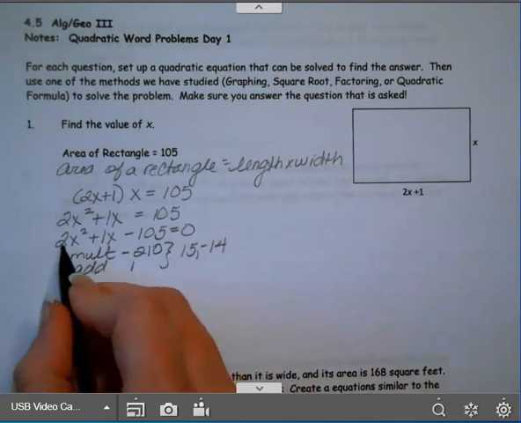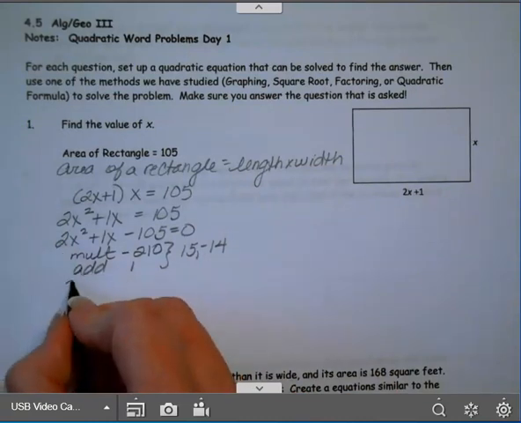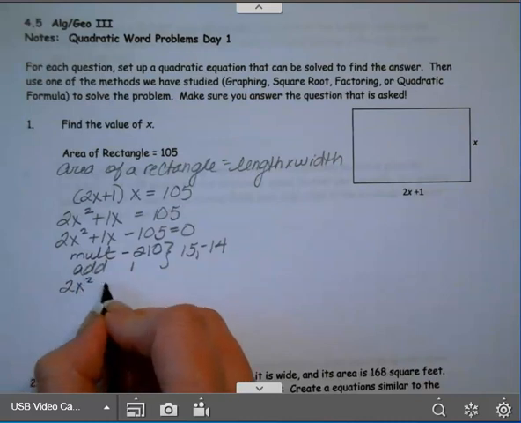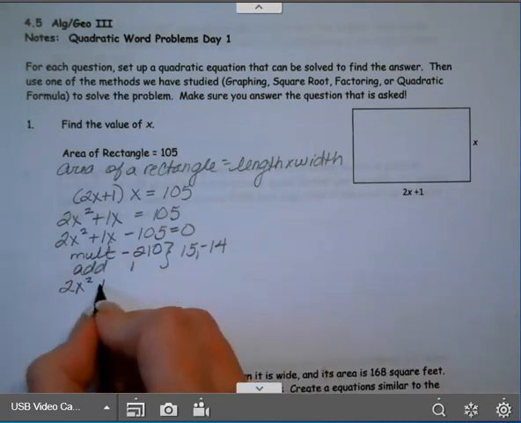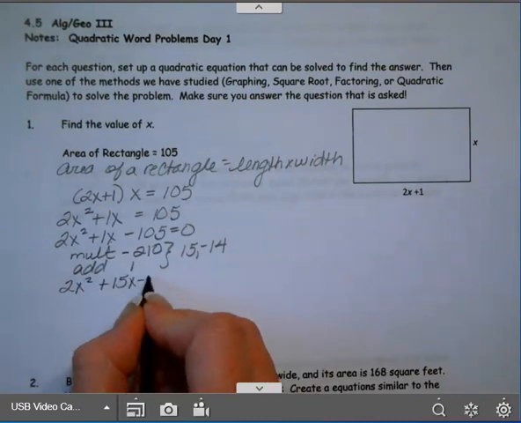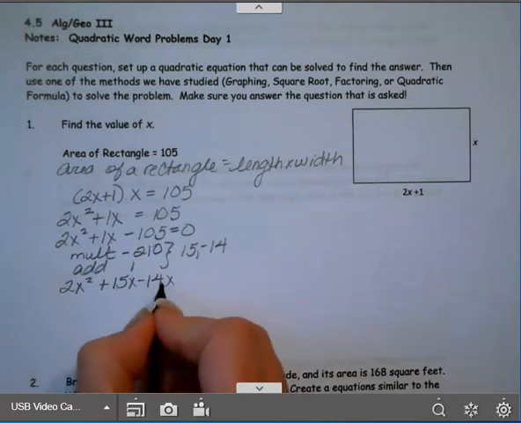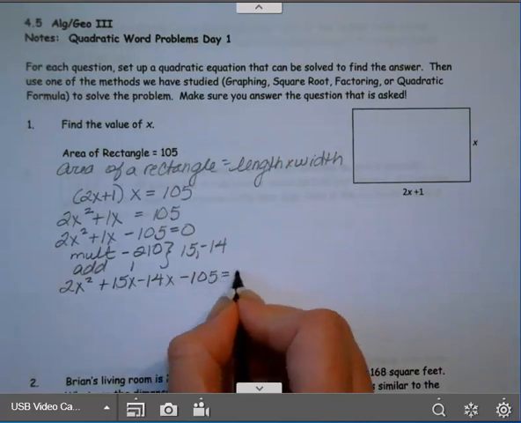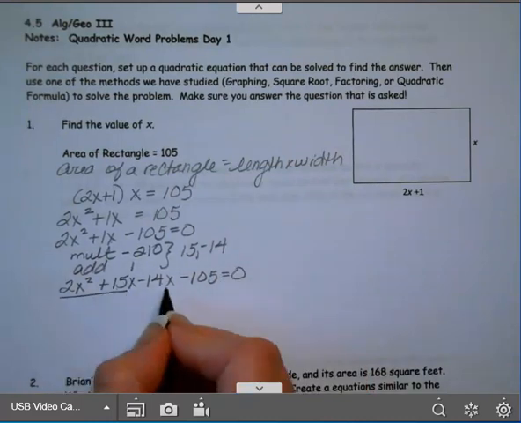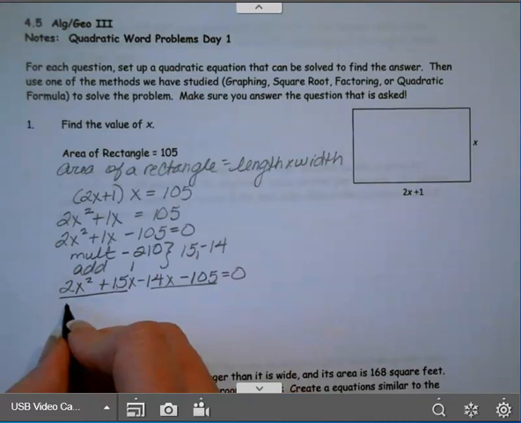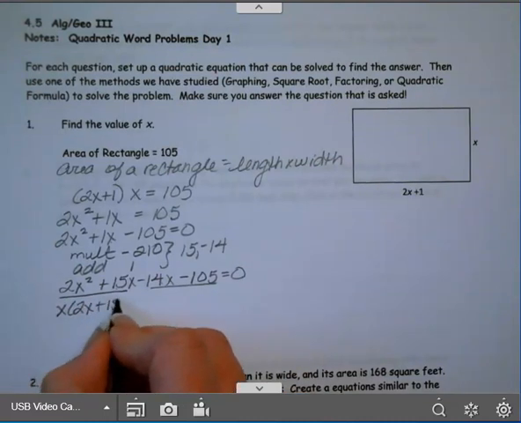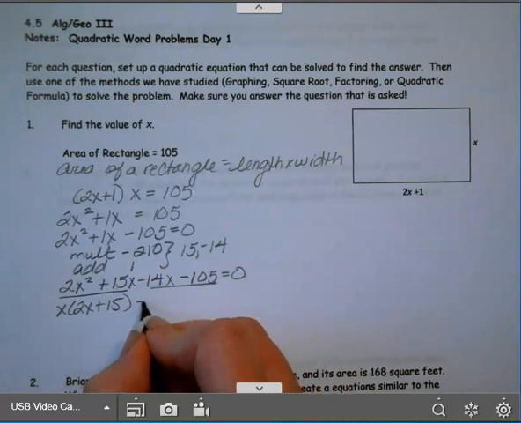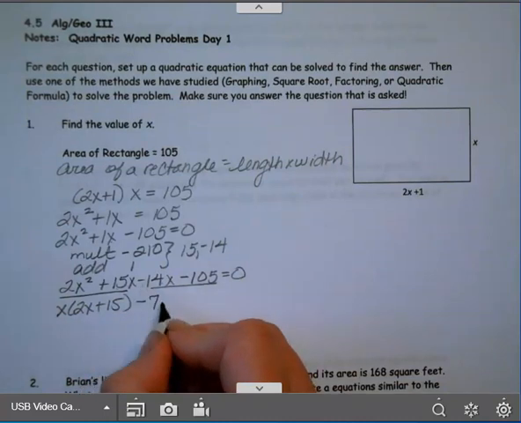You will have to split the middle since the leading coefficient is not 1. So I'll write 2x squared, and instead of writing 1x, I'm going to write 15x minus 14x. 15x minus 14x would give you 1x. Then minus 105. Group the first two and last two together. The first group has an x in common. The second group has a negative 7. Make sure you factor out the negative.